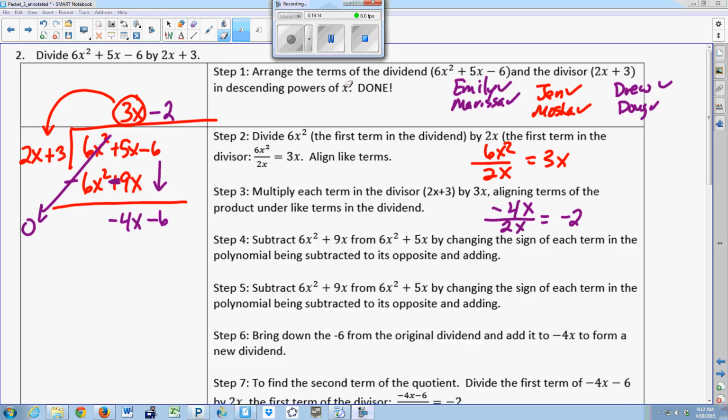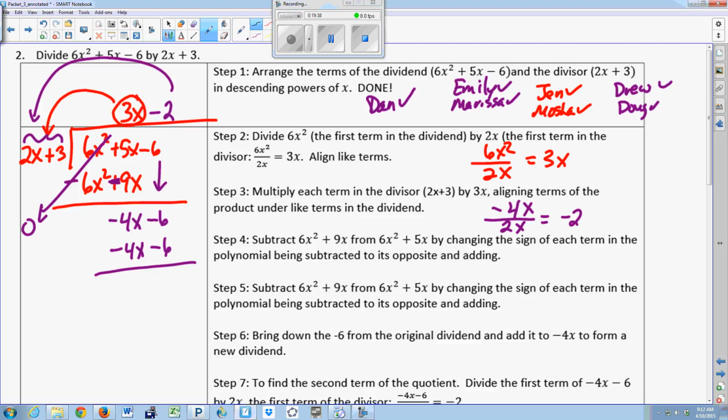So we take negative 2 and we multiply it by the divisor. And what do we get there, Dan? Negative 4x minus 6. And now what's my very last step? Change signs to what? To positive 4x. I change that, and this negative 6 to plus 6.